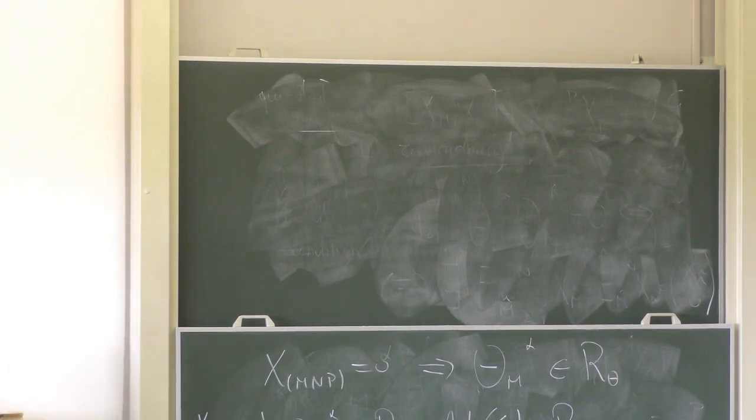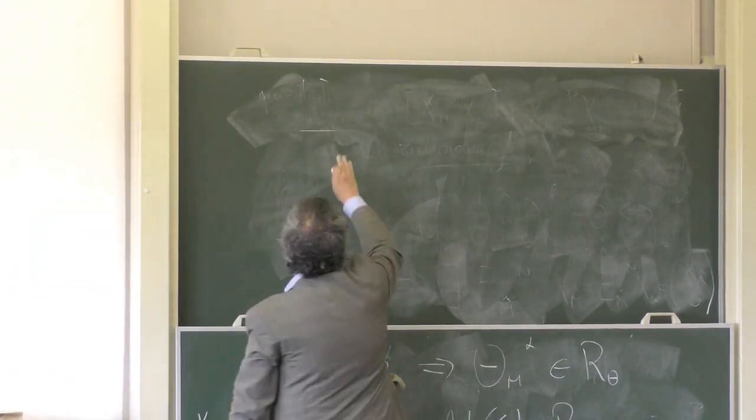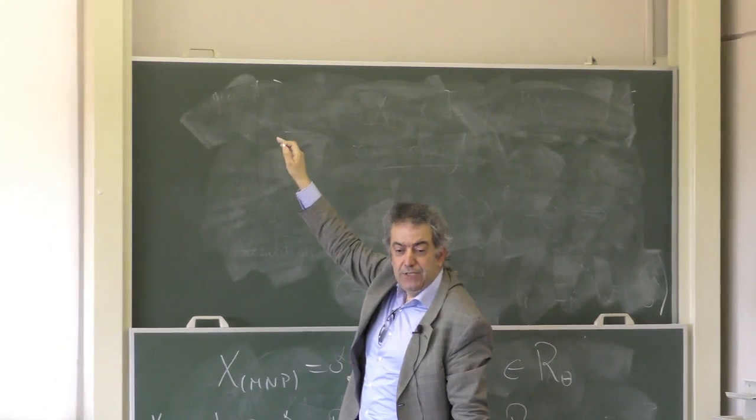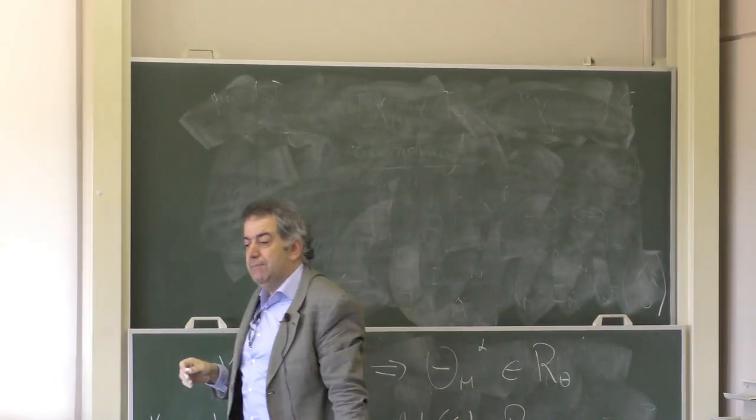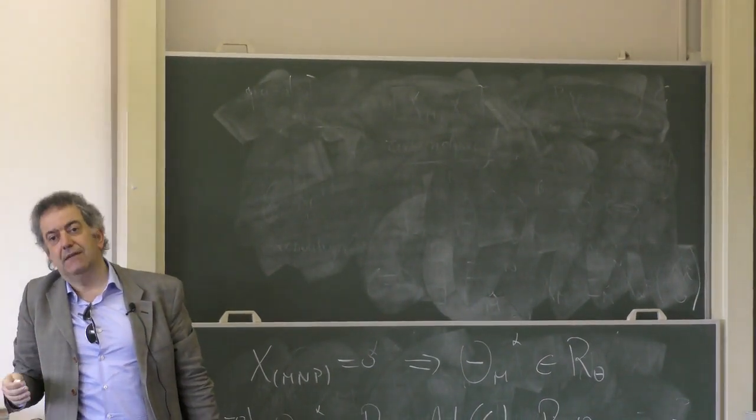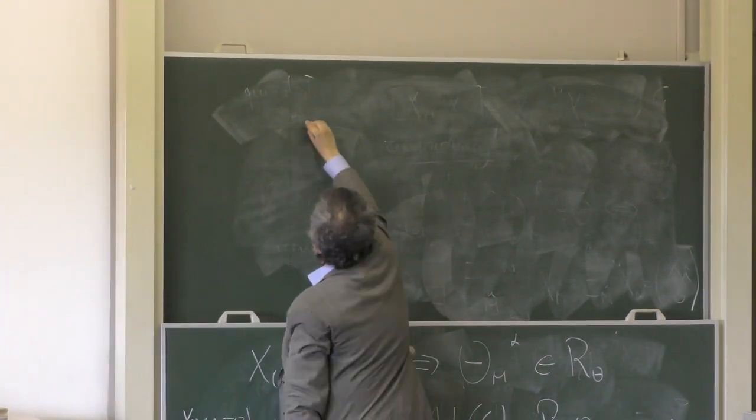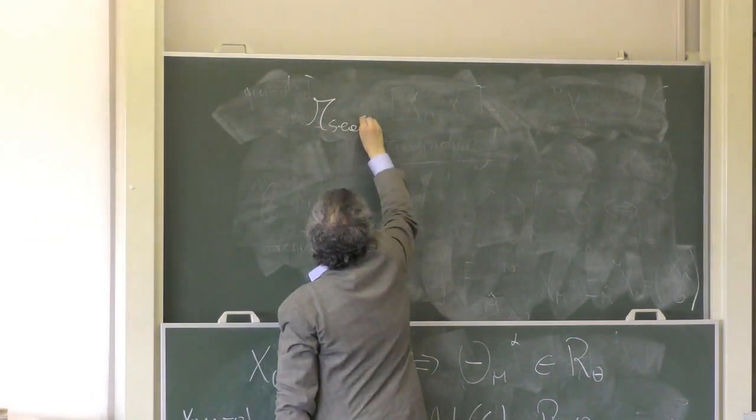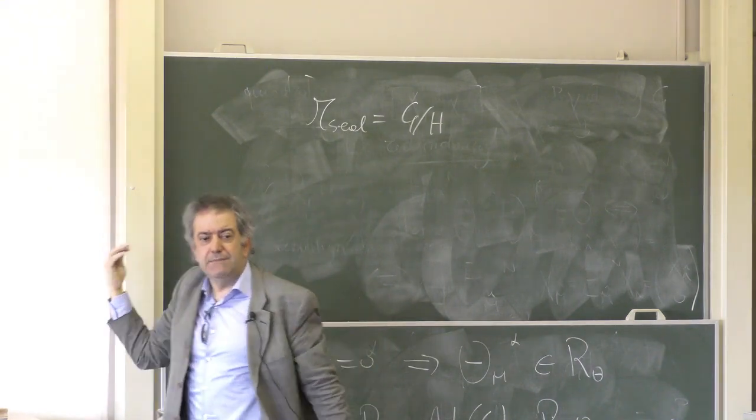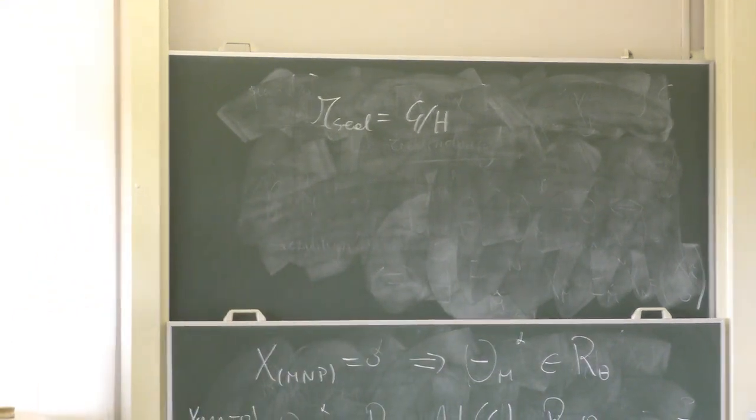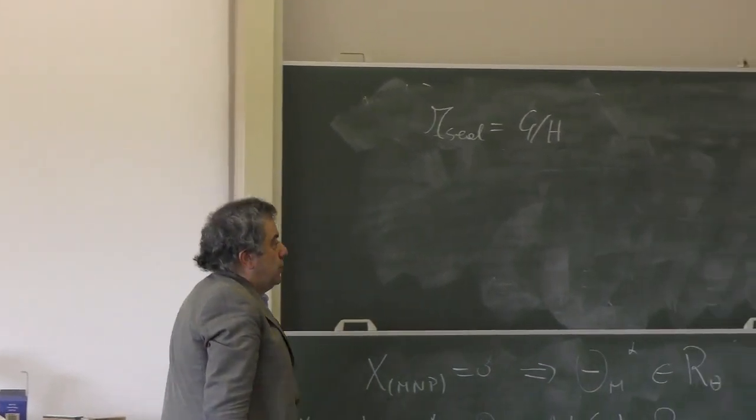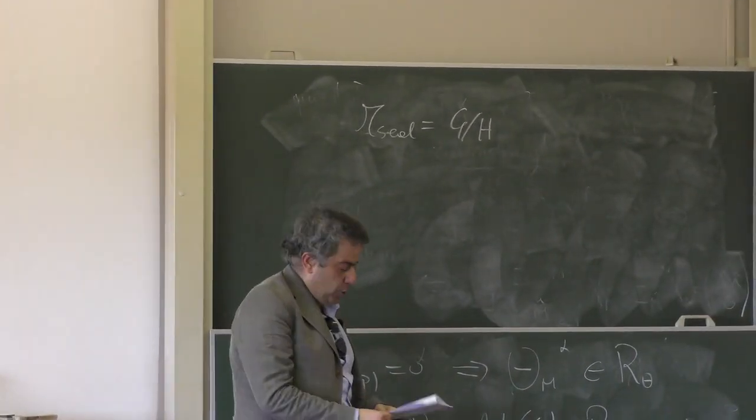Which we are now going to define. We consider now a theory in which the scalar sector is described by a homogeneous, possibly symmetric scalar manifold, M scalar, equal to G over H. Although what I'm saying can also be extended to a non-homogeneous case.